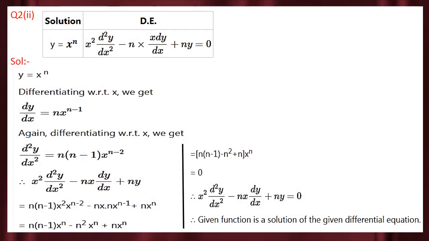Second, question number 2. The given solution or function is y is equal to x raised to n, and the differential equation given is x square into d square y by dx square minus n into x into dy by dx plus n into y is equal to 0. So we will differentiate the number of times of the highest order, that is 2. So we have to differentiate 2 times.